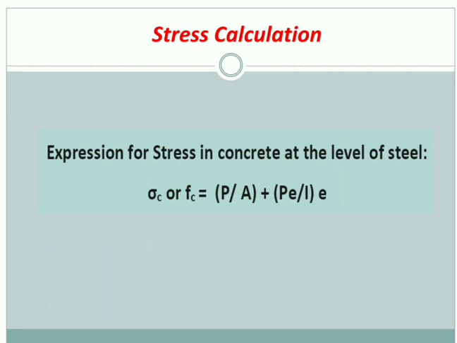So here I have represented the stress equation as sigma c or Fc is equal to P by A plus P into e divided by I multiplied by y, where you know the parameters as you have been solving these examples. So this becomes the basic equation, and using this we need to find the different losses which are taking place, because the loss in pre-stress is nothing but the loss of stress.